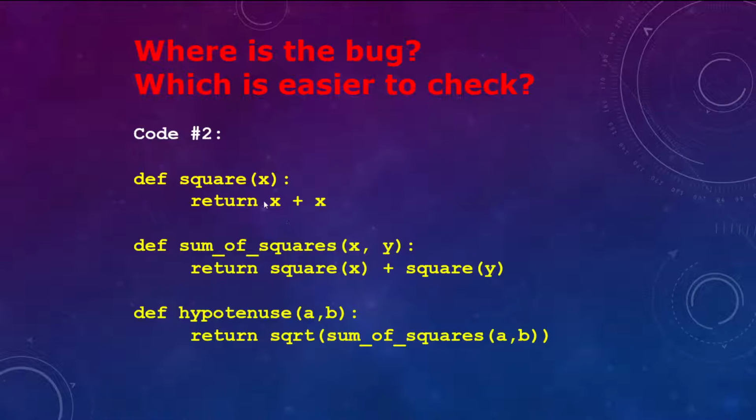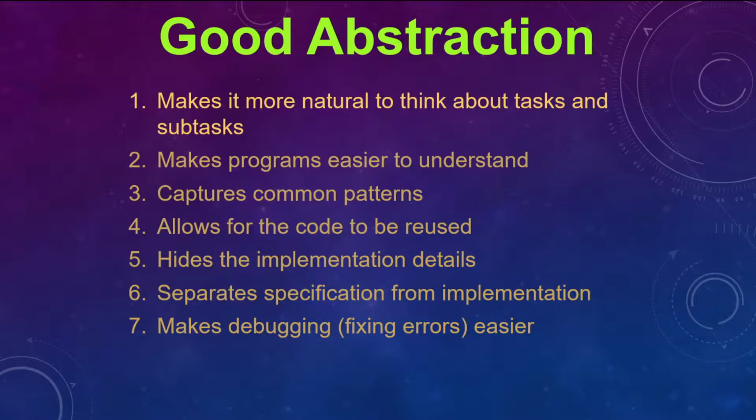But it'll be easier to spot on this one here. Look at the sum of squares function. This is correct: square x plus square y. And hypotenuse is the square root of sum of squares a and b, which is fine. But now you can see clearly in your square function this is wrong, because square should return x power 2, or just x times x. So this is easier for you to spot. This is basically why we need to make use of good abstraction. For me personally, I feel that allowing the code to be reused is one of the most useful features here. So this is something you need to take into account when you are writing your functions.